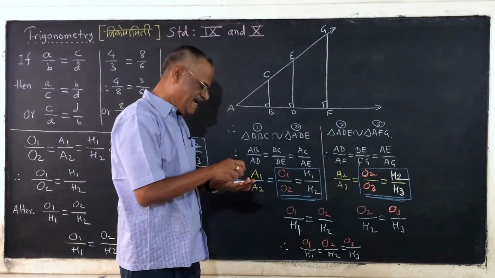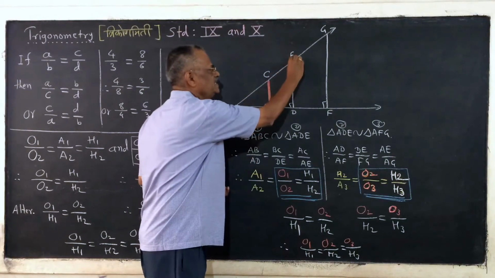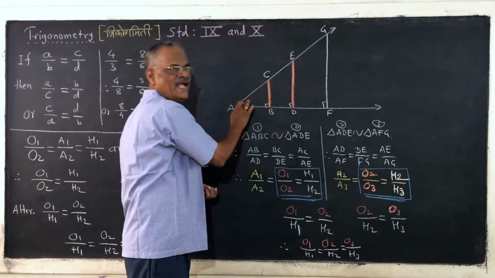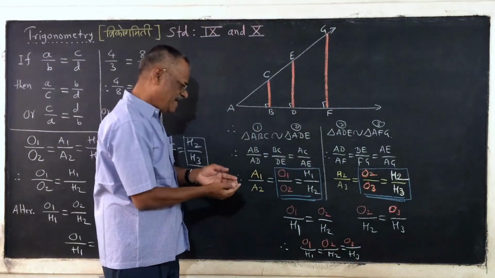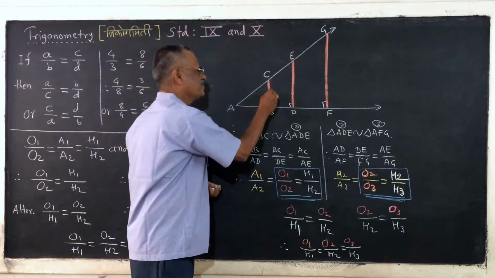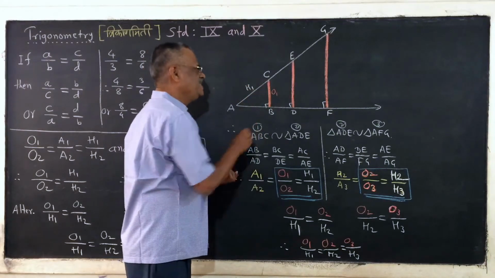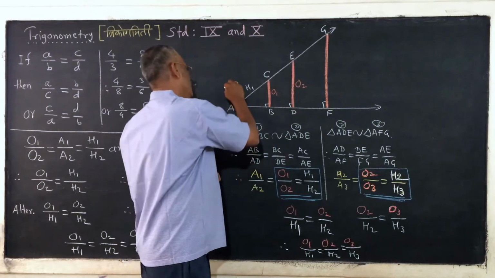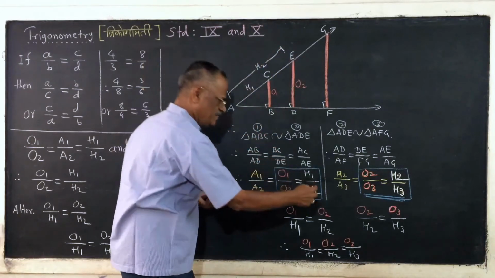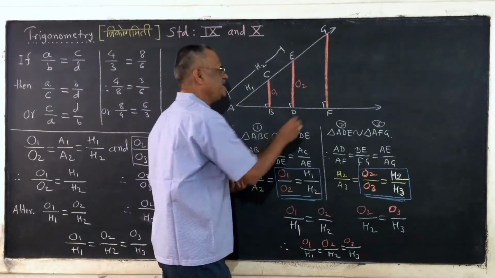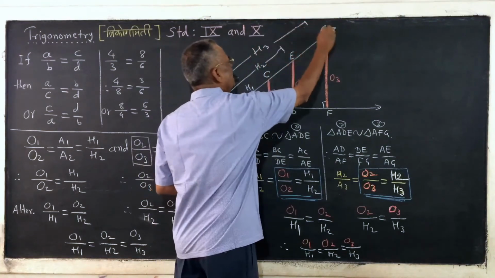You can see that in the diagram. This is your opposite side with respect to angle A. And you are getting O1 upon H1 is equal to O2 upon H2. And what is the third ratio you are getting there? O3 upon H3.